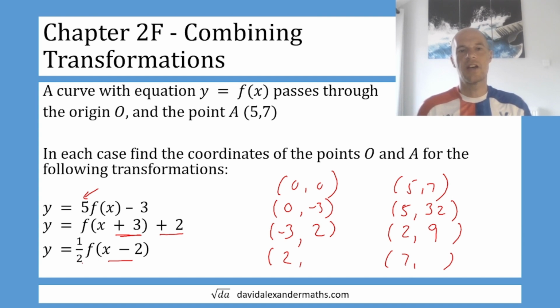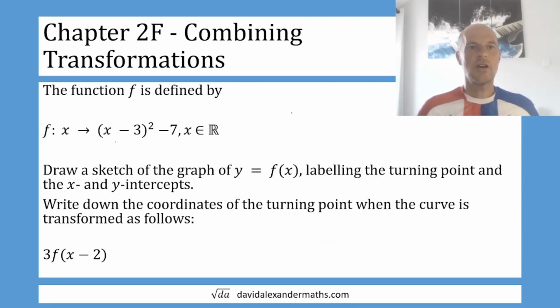And this half will affect the y. So it's a vertical stretch with scale factor 1/2. So what we're doing is we're multiplying all the y coordinates by a half. In other words, we're dividing them all by 2. So 0 divided by 2 is 0, and half of 7 is, we'll just call that 7 over 2, and we're done there.